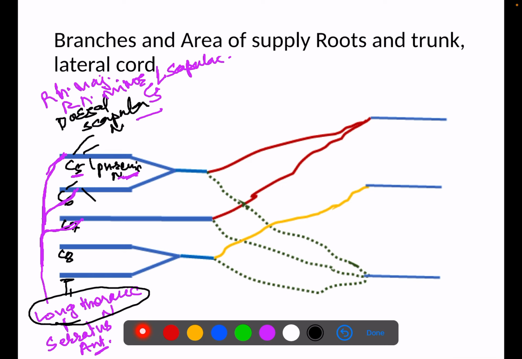Then, so these are the branches which are arising from the roots. Now, what are the branches from the trunk? I told you, only the upper trunk. This upper trunk, so let me just label. This is upper trunk. This upper trunk gives two branches. These are the suprascapular nerve and the nerve to subclavius.